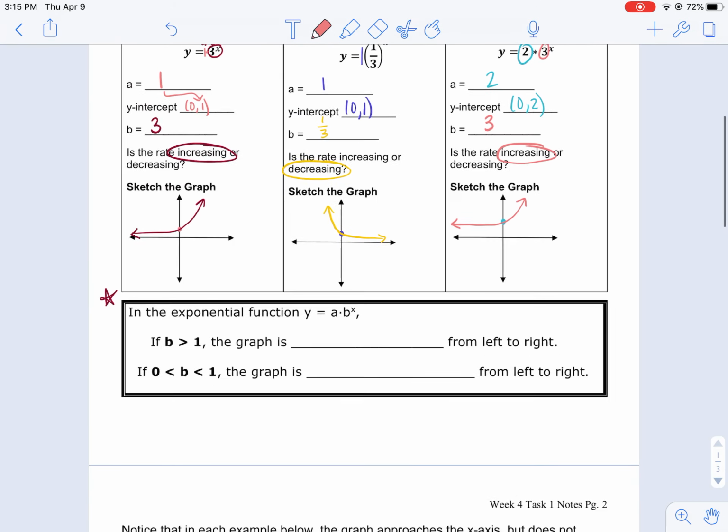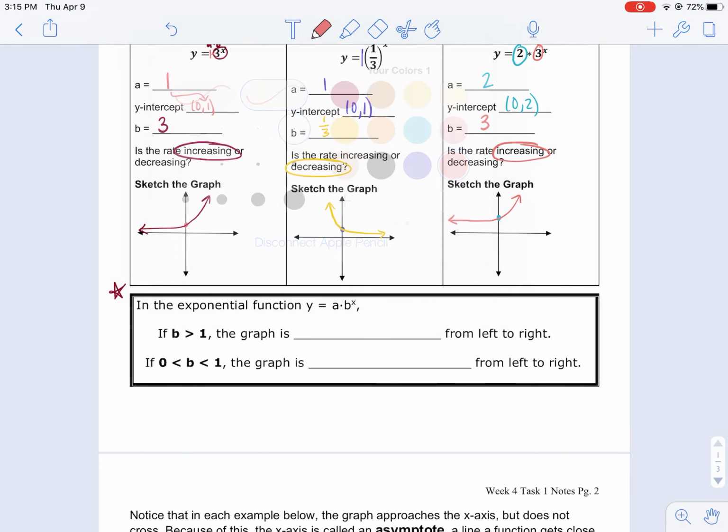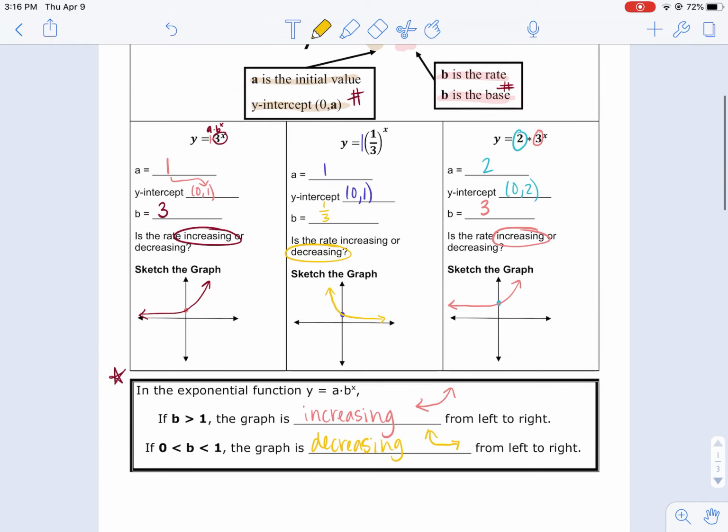Okay, so let's go ahead and sum this up. If b is greater than 1, the graph is increasing from left to right, meaning the graph is going to look like this. In the middle, if b is between 0 and 1, the graph is decreasing, meaning it's going to look like this from left to right. So that's all for page 1.